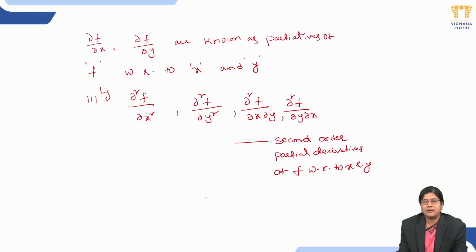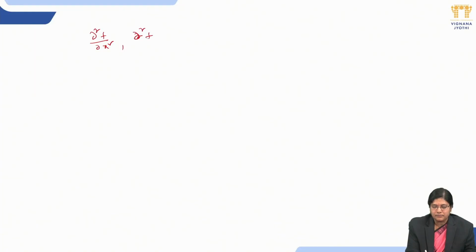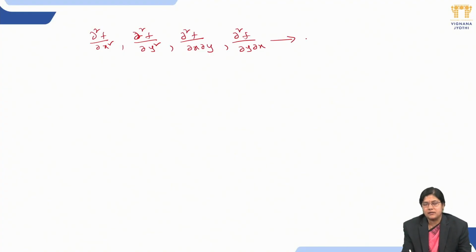Coming to the higher order partial derivatives, dou square f by dou x square, dou square f by dou y square, dou square f by dou x dou y, dou square f by dou y dou x. These all are known as higher order partial derivatives, especially we can call them second order partial derivatives of f with respect to x and y.